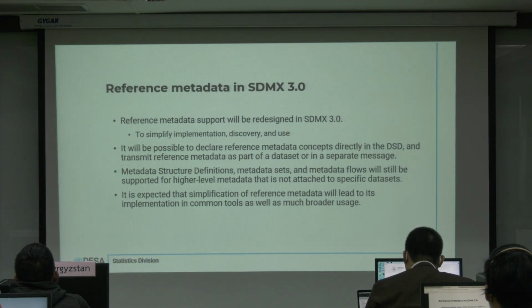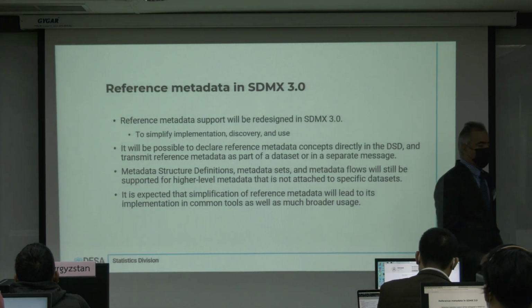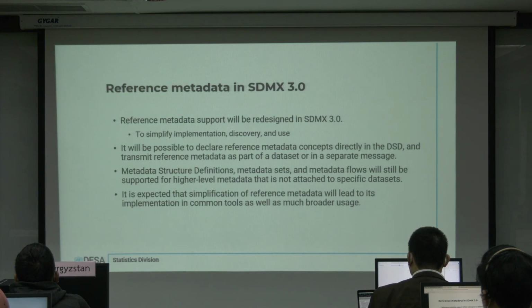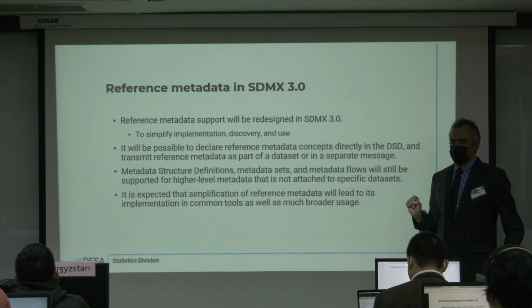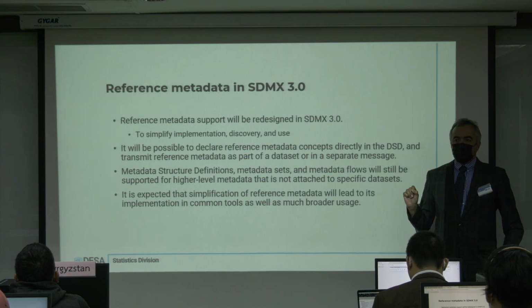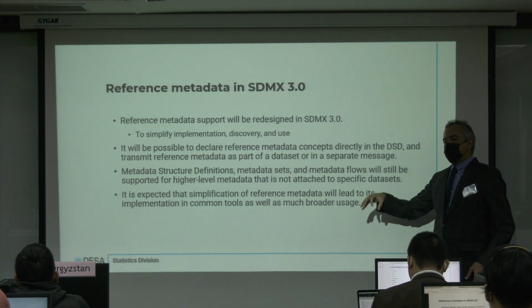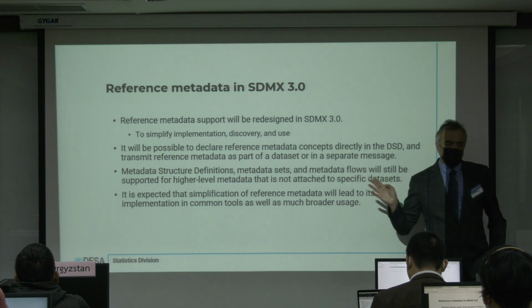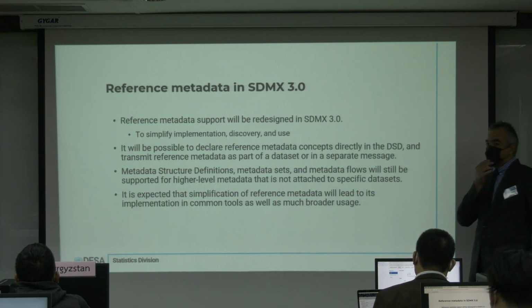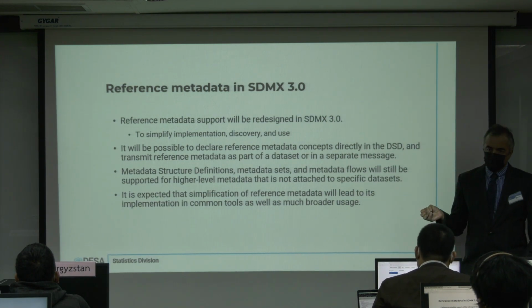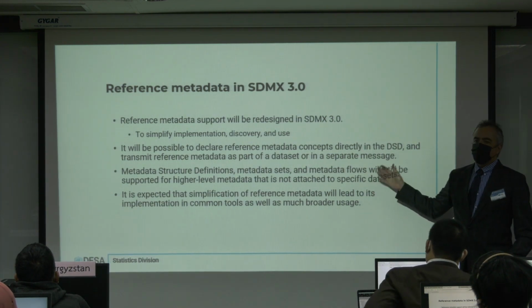Now you might ask, why do you need both approaches? And the answer is, you can define reference metadata in the DSD for that type of metadata which is close to data. And then you can also have reference metadata which are far from the data. Those you can describe using the metadata structure definition. For example, if we're talking about things like indicator definition or method of computation, this is something that you might describe as part of your DSD.